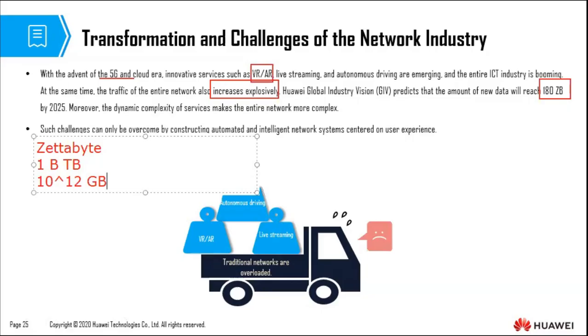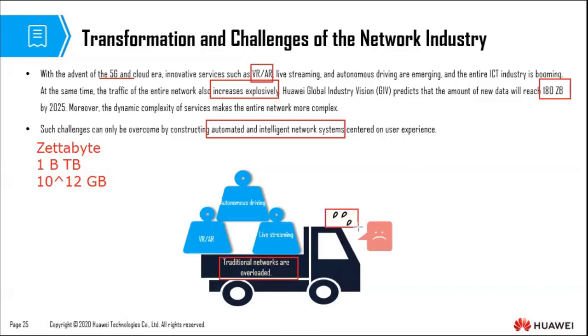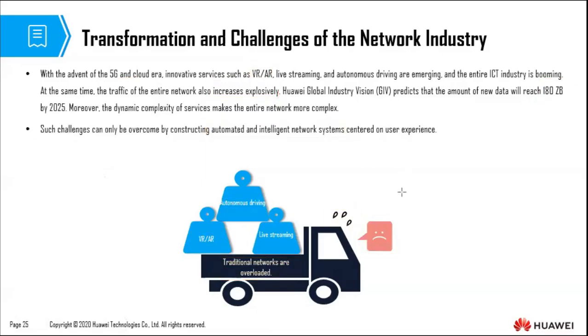Moreover, the dynamic complexity of services makes the entire network more complex. So such challenges can only be overcome by constructing what? Automated and intelligent network systems centered on user experience. So you can see traditional networks are overloaded. You see, this lorry is crying and it's not very happy, because the new services are too heavy. Autonomous driving. But the tires are still having pressure, enough pressure to carry it on. But you are at risk of busting them also. So that is network congestion.